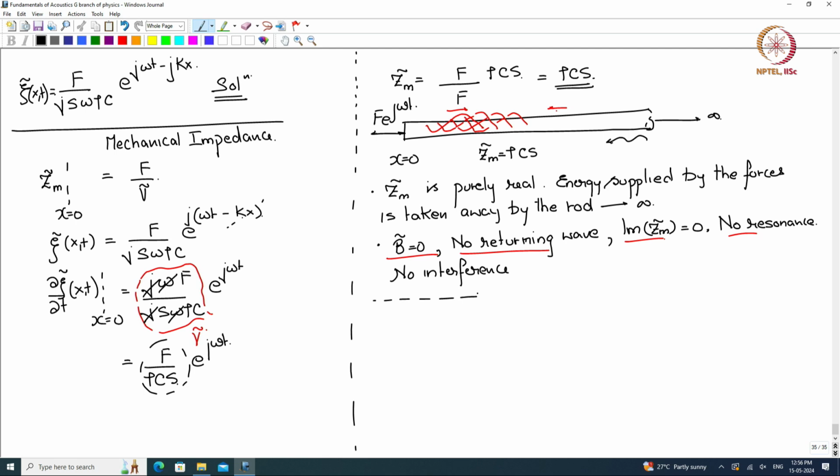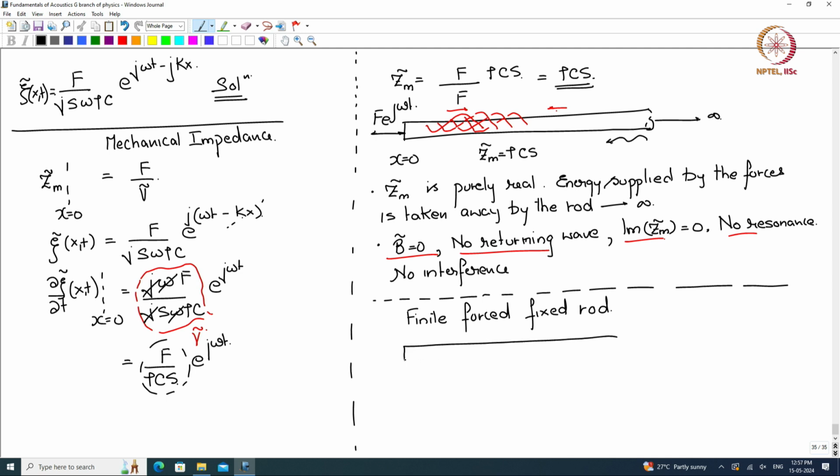Now to complete the idea, we'll do a finite forced, we'll call it fixed rod. So there is a rod that is now finite in length, x equal to L, and here it is fixed into the wall, so that my displacement at x equal to L for all time is equal to 0.